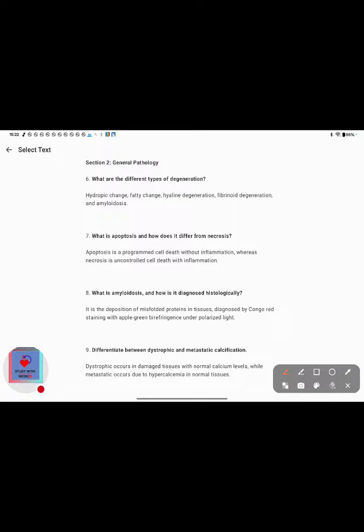Coming to general pathology, what are the different types of degeneration? There is hydropic change, fatty change, hyaline degeneration, fibrinoid degeneration, and amyloidosis. So these are the types of degeneration: hydropic change, fatty change, hyaline degeneration, fibrinoid degeneration, amyloidosis.